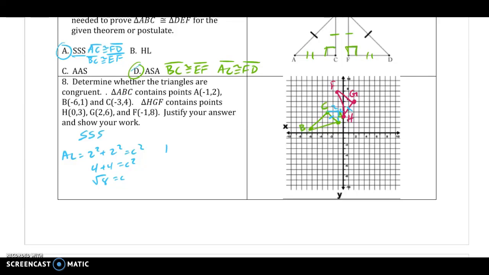And then for HG, it's 1, 2, 3, 2. Ooh. So that's 3 squared plus 2 squared equals C squared. 9 plus 4, square root of 13. So those two don't match, but it could mean that either AB or BC equal HG instead. Your job is to prove that either all three sides match or all three sides don't match.